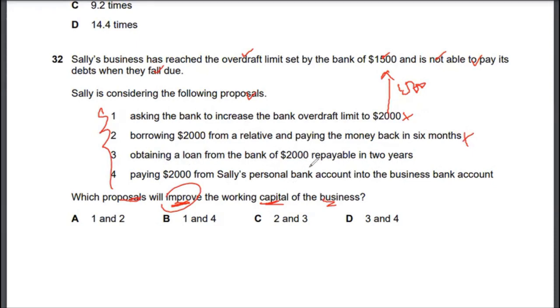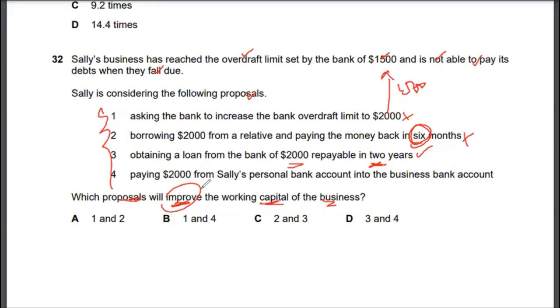Obtaining a loan from the bank of $2,000 repayable in 2 years. Now that's something which will help her, yes, because she's taking another loan of $2,000, but she has 2 years to pay, which is reasonably significant time. It would be a long-term liability rather than a current liability. This is not going to help with working capital because she's only going to worsen her working capital, because working capital is the difference between current assets and current liabilities.